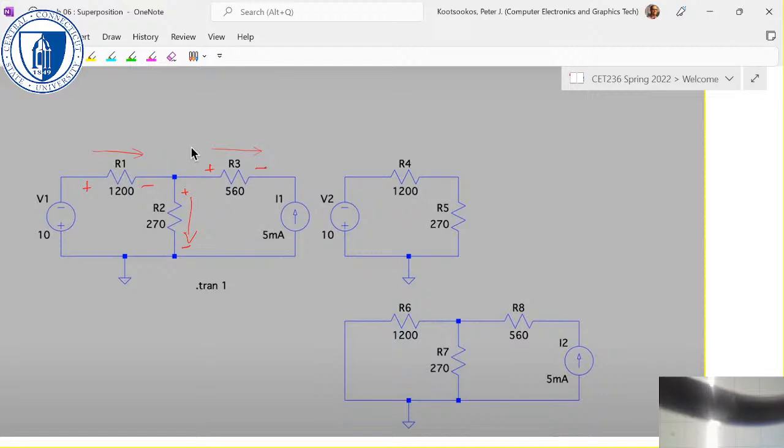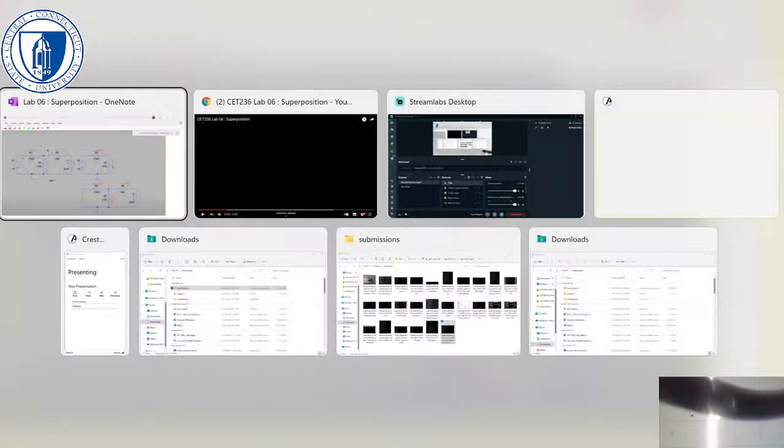Just make sure, that's another big issue, right? You're going to change the circuit, so you want to make sure that all of these current directions are the same for the 1200 ohm resistor in all three circuits, that the current direction for the 270 ohm is the same for all three circuits, and the current direction for R3, for 560 ohm, is the same in all three circuits. Otherwise, you'll get a minus or a plus, where you get a plus or a minus, right? As long as you're consistent, it should all work out. Okay, so there's that one. Let me just go back here.